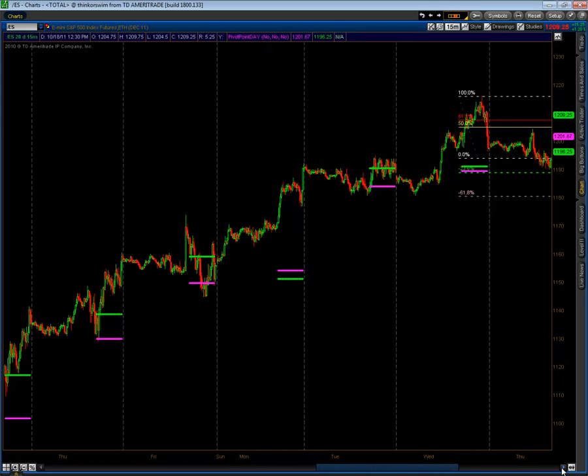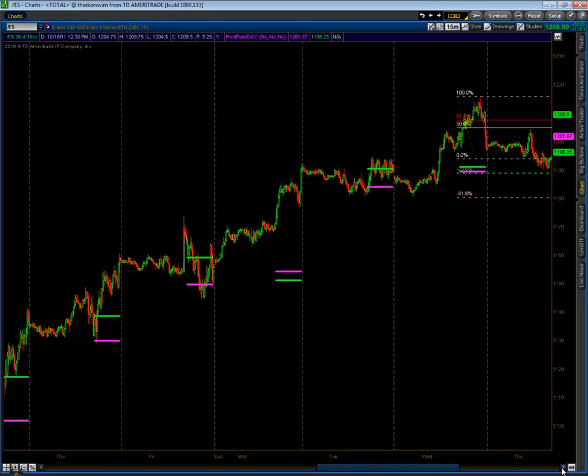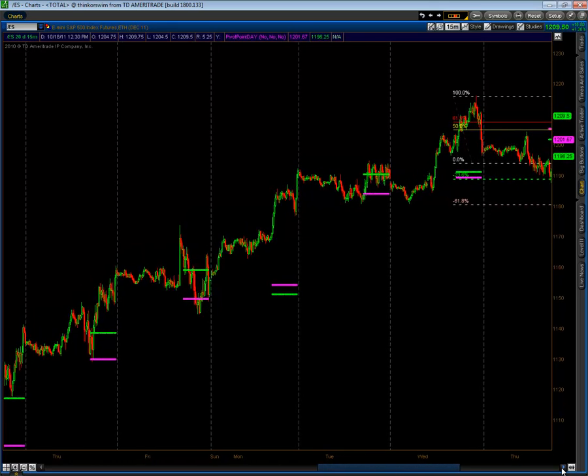Came darn close there, darn close again. Hit it, out of the trade. Measured move, right? Highs to lows, 50% to target.